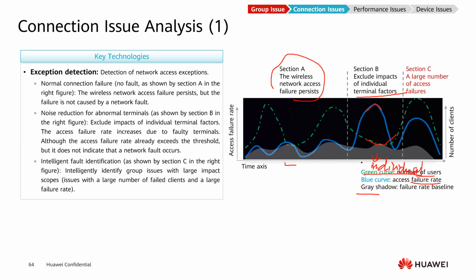It's abnormal, so you can go to the individual issues to check the specific client and what has happened for this client. And for the group issue, we need to pay attention to the third part, that is, a lot of users access our network, and the access failure rate is also high. That is a too-high problem. You need to pay attention to this part.